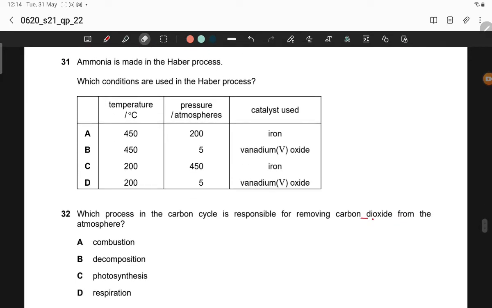Question number 31. Ammonia is made in the Haber process. Which conditions are used in the Haber process? 450 degrees centigrade is correct. 200 atmospheres is correct. Iron is correct. So this is option A. Option A must be correct.